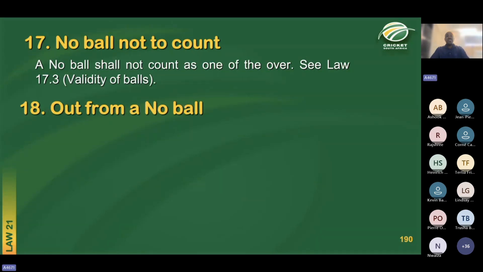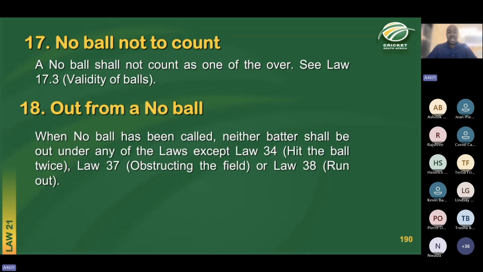Can a batter be out of a no ball? Yes, they can. There are 3 ways that a batter can be out of a no ball. Hit the ball twice, obstructing the field, and run out. HOR is how I try and remember those 3 ways. Hit the ball twice, H, obstructing the field, O, run out, R. Those are the 3 ways that a batter can be out of a no ball.